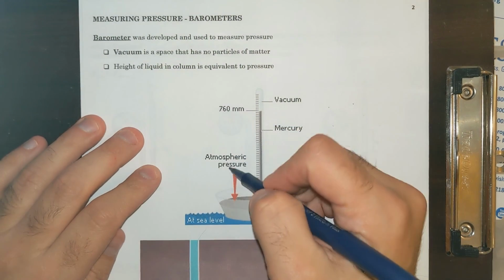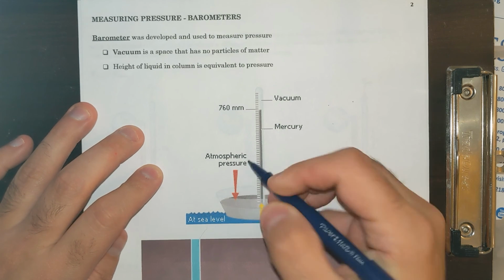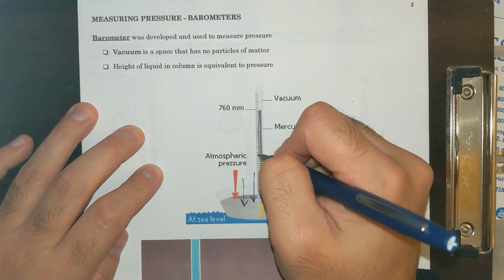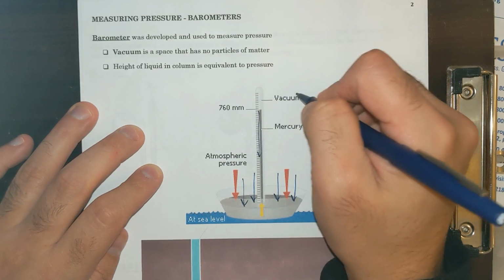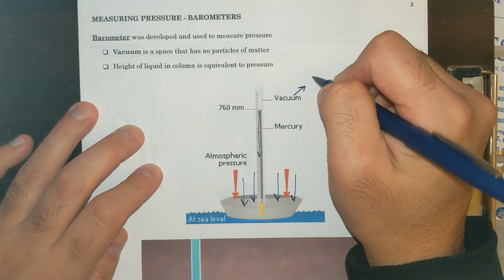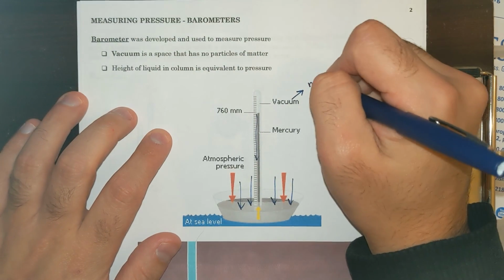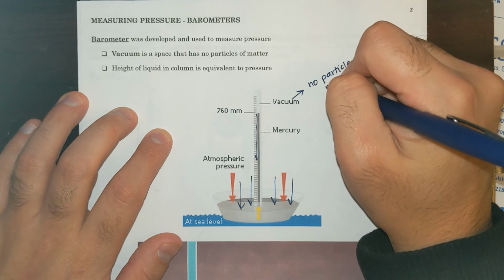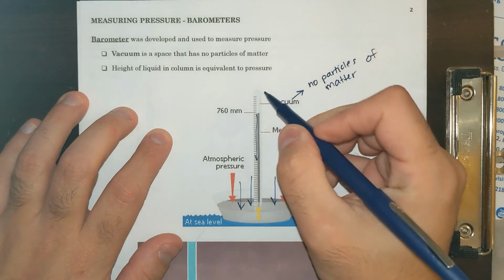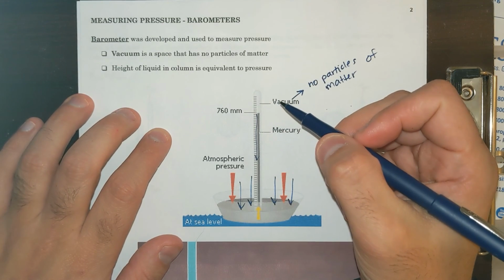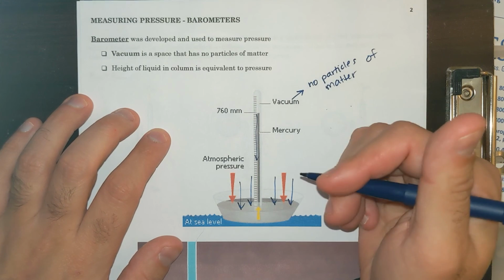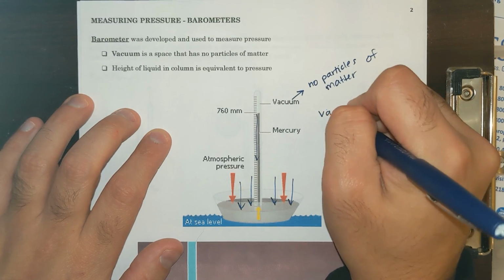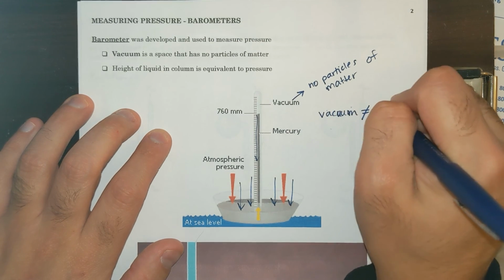The way it worked is atmospheric pressure pushed down on the mercury, and the mercury also pushed down, and it left an empty space or a vacuum. A vacuum is a space that has no particles, so there are no particles of matter in a vacuum. People think a vacuum is suction, but a vacuum is not suction. Vacuum is not equal to suction.